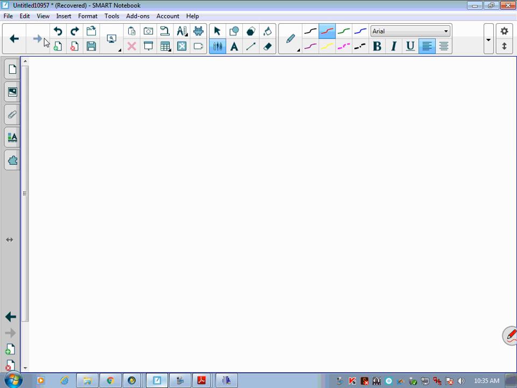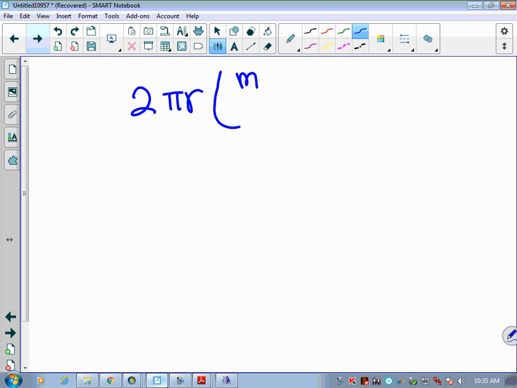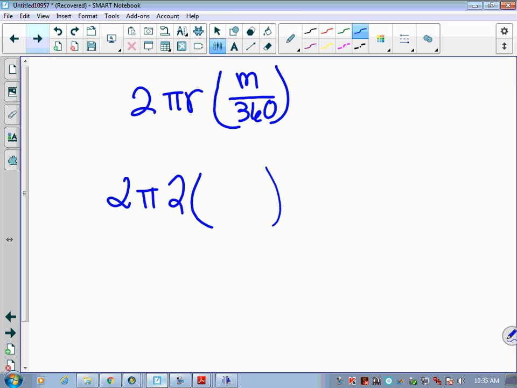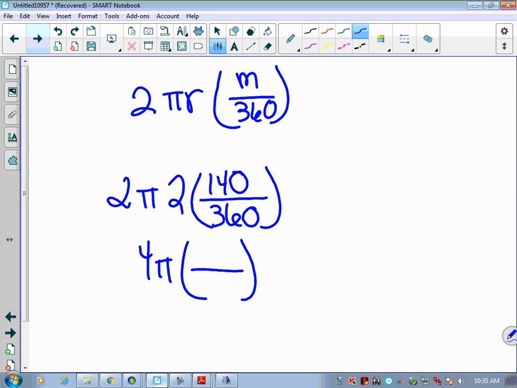It says, find the arc length of an arc with a measure of 140 degrees in a circle with radius 2. Round your answer to the nearest tenth. My formula is 2 pi r times the measure over 360. So this should be an easy question, right? I'm going to write 2 pi what? What's my r? 2. What's the m? 140. Can I simplify the left-hand side? 4 pi, right? What's 140 divided by 360? Is there a simplified fraction I can work with there?